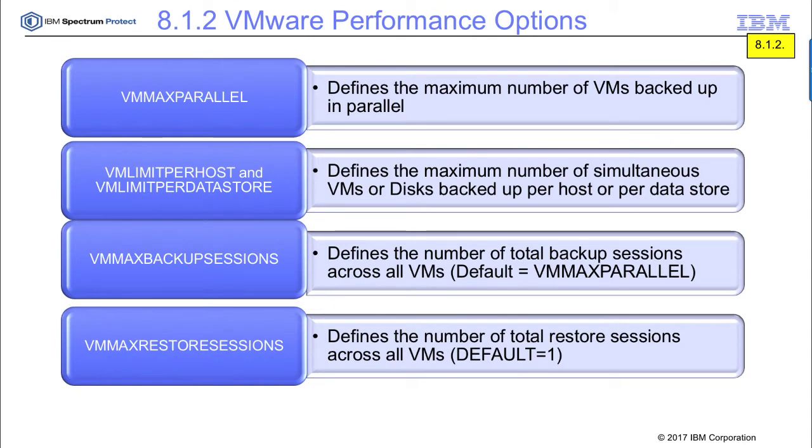Now, these are the performance options that you can control to define the amount of parallelism you get: VM max parallel, VM limit per host, VM max backup sessions, and VM max restore sessions. These have not changed from version 8.1, but you just get the added functionality of 8.1.2 when you use them today.